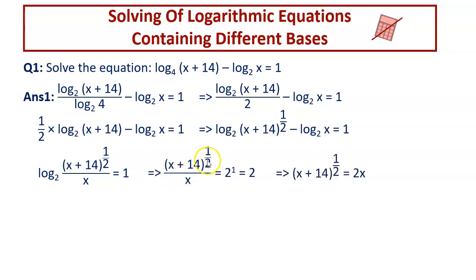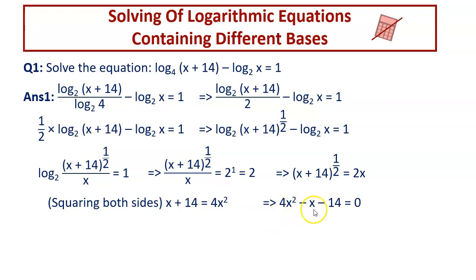It is x plus 14 to the power of half over x equal to 2 to the power of 1, which is equal to 2. And on cross multiplication, we get x plus 14 to the power of half equal to 2x. Next, we have to get rid of this half, so we square both the sides. We get x plus 14 equal to 2x whole square, which is 4x square. And this is a quadratic equation which needs to be solved. So we will be having 4x square minus x minus 14 equal to 0.